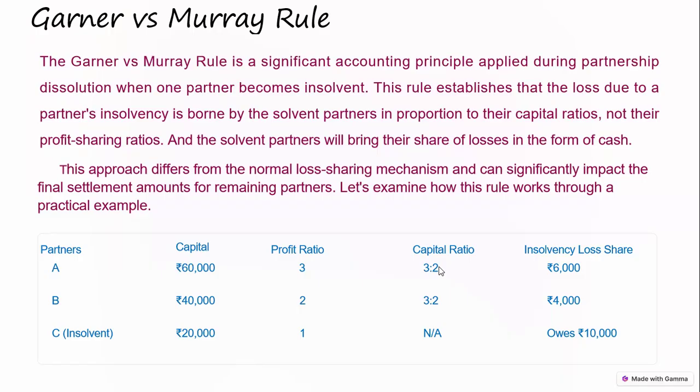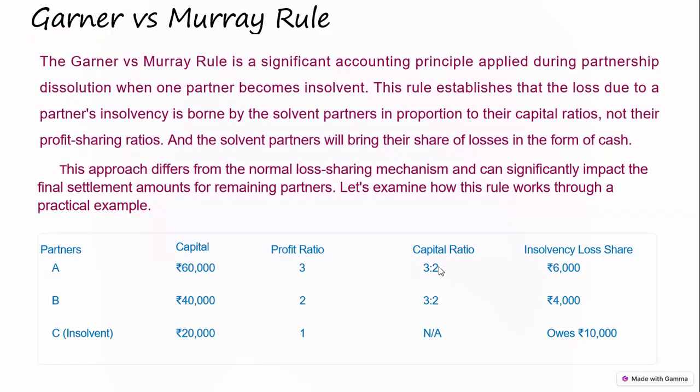This particular rule, Gardner versus Murray, is applied when one of the partners is becoming insolvent. In that case, there are two conditions to be applied. The revaluation or the realization account is prepared, in which all the assets and all the liabilities will be entered. The assets are put on the debit side and all the liabilities are put on the credit side, and the cash realized from the sale of assets will be used to make the payment of the creditors or the other liabilities.